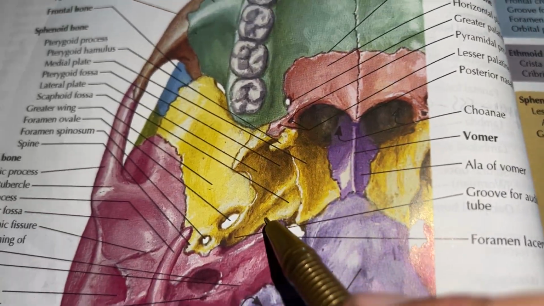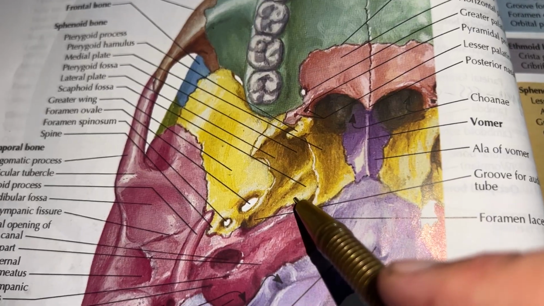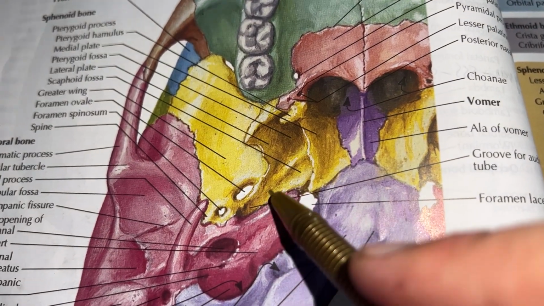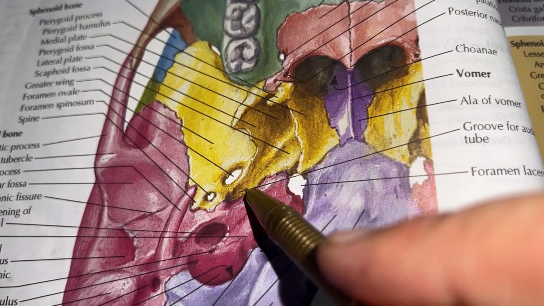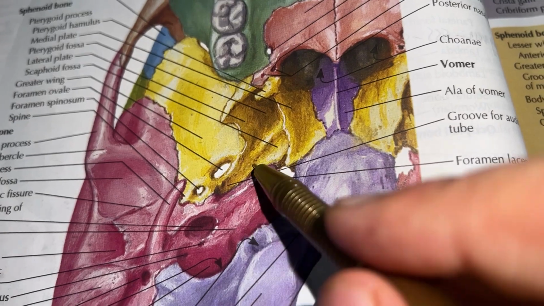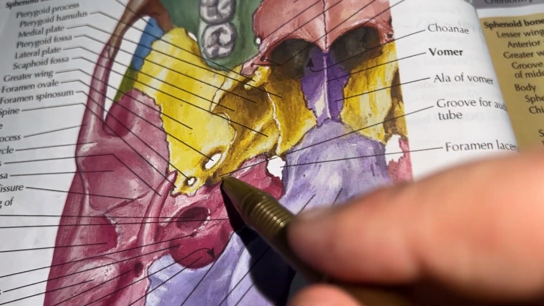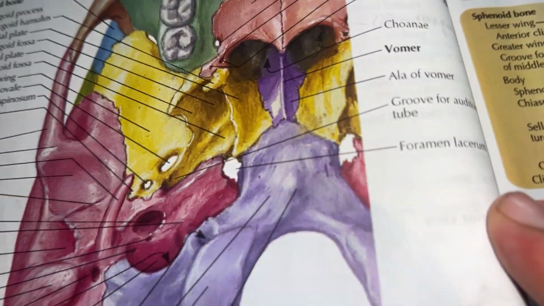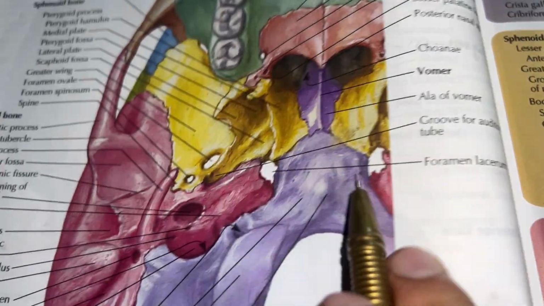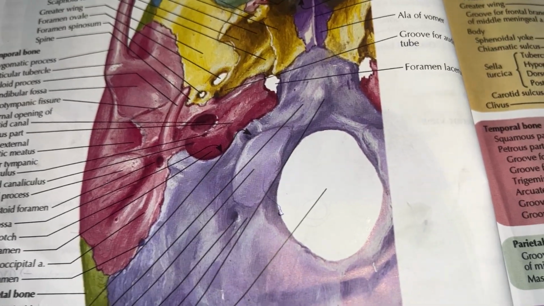While in the sphenoid bone, this is the scaphoid fossa, and behind the scaphoid fossa there is the groove for the eustachian tube or the auditory tube. So this is the groove for the auditory tube. Okay, so this is the middle part of the base of the skull.